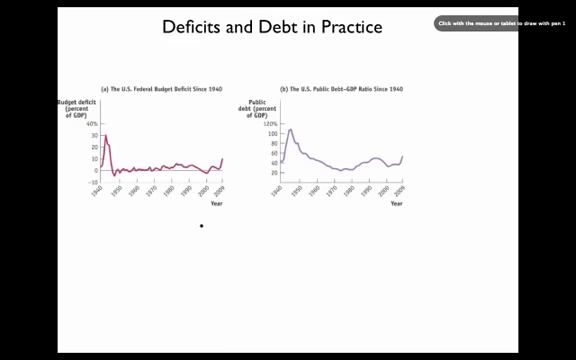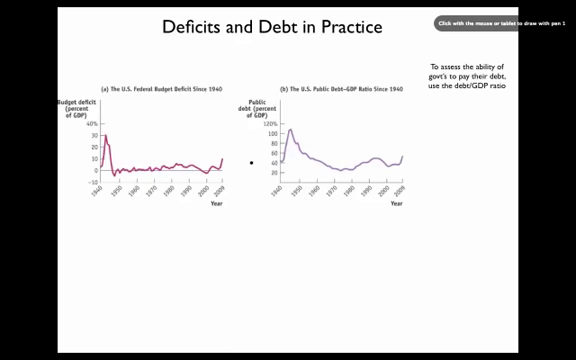Let's talk about that. When we talk about deficits and debt in practice, we tend to take a longer-term view. These are the two graphs here. We have the U.S. federal budget deficit since 1940 on the left, and then the public debt to GDP ratio since 1940. You'll notice here that we've run a deficit almost every year since 1940, including huge deficits during wartime. We had a very strong expansion at the end of the 40s, a two-year surplus environment, and we've returned to deficits. Of particular concern here is this significant increase in the last couple of years.